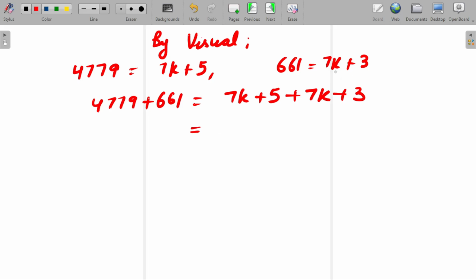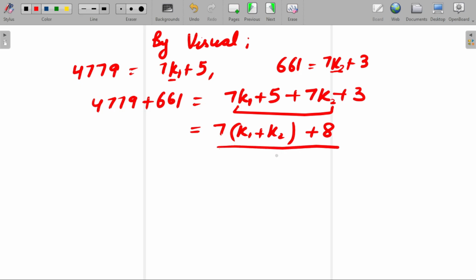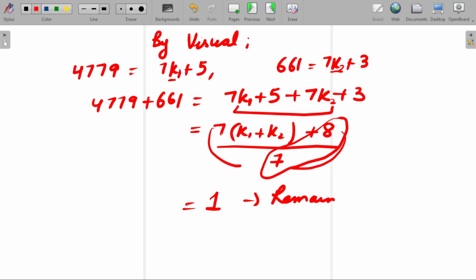Here the k's are not the same. Just keep this in mind. The k's are different, so I'm taking this one as k1 and this as k2. Now in all the terms, 7 is common: 7 times k1 plus k2, plus 8. When this term is divided by 7, obviously this is divisible. But when we divide 8 by 7, we get the remainder 1, right? By the visual method, we get the remainder 1.